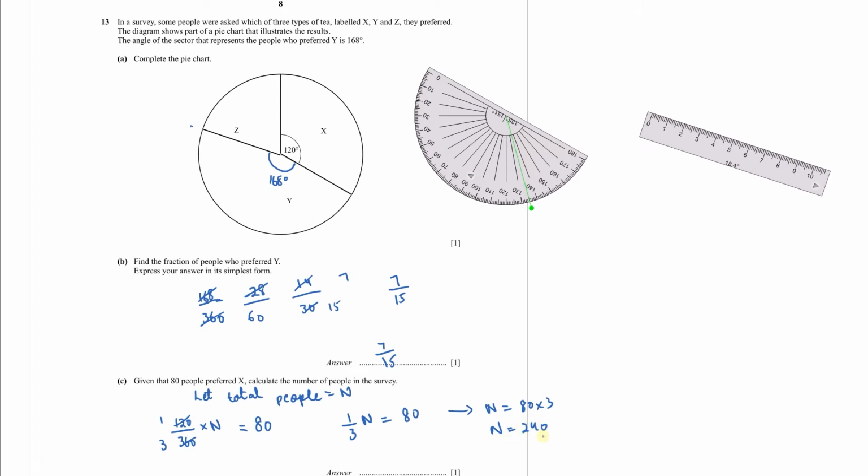So there were 240 total people, and 1/3 of them preferred X, which is 80. 1/3 of N is 1/3 of 240, which is 80. So your answer, the total number of people here, is 240.